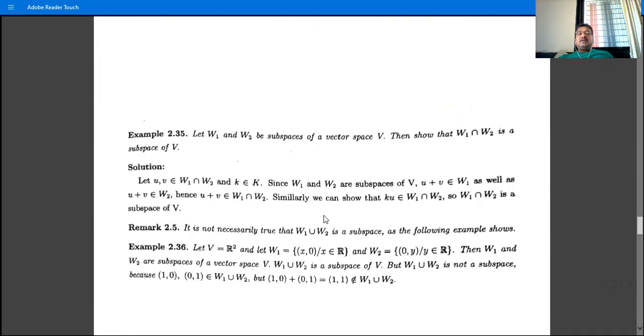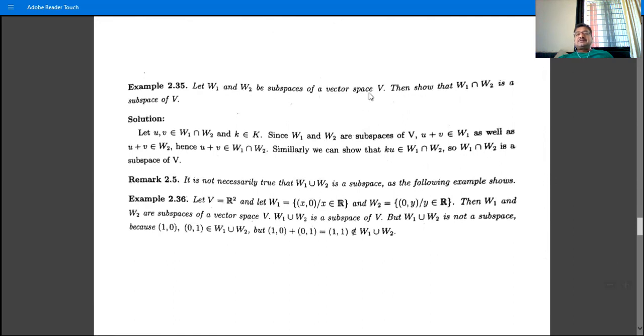R3. Okay. Next, W1 and W2 are subspaces of V. Then show that their intersection W1 intersection W2 is also a subspace of V. So we have to show W1 intersection W2 is closed for addition and is closed for scalar multiplication. That is, take two elements u and v belonging to W1 intersection W2, right? Either with a bar or just write u and v belongs to W1 intersection W2, and let k be any scalar for the second condition.